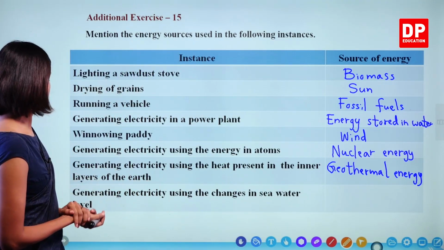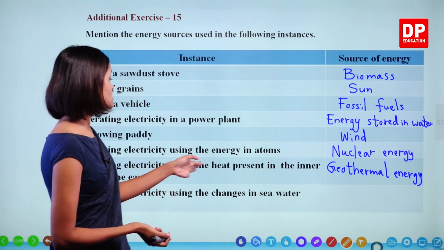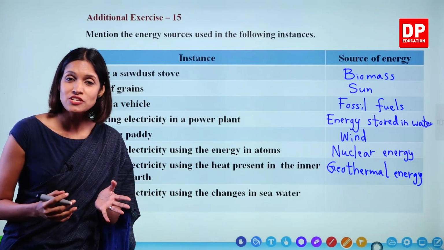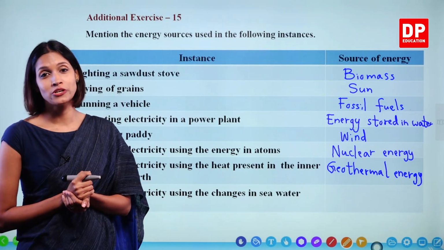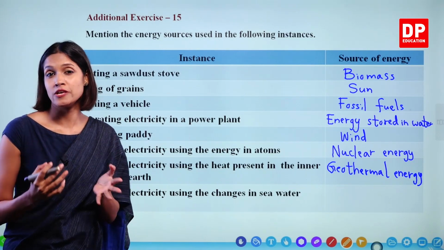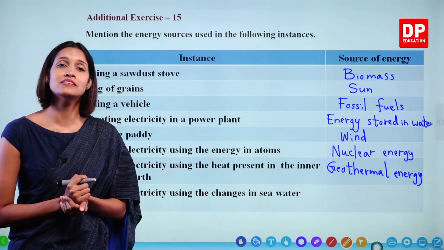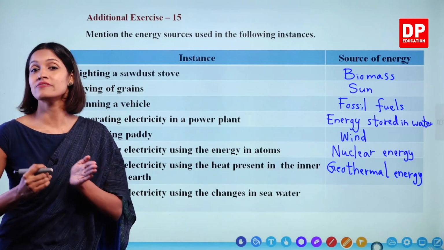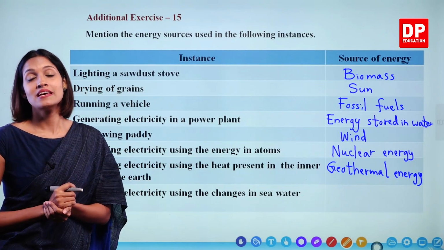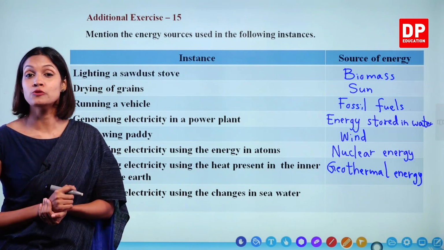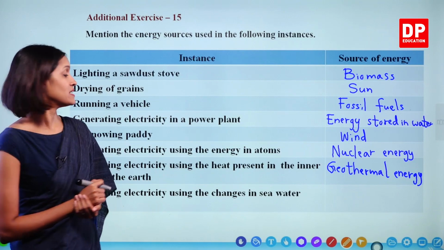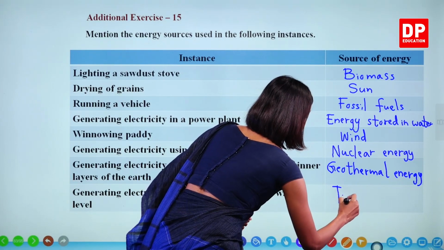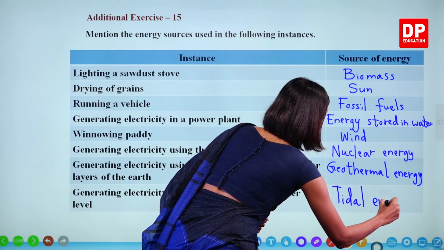Right? And the last one, generating electricity using the changes in seawater levels. Seawater levels change because of the effect of the sun and the moon. This is known as the occurrence of tidal waves. We learned that when the seawater level increases, that is known as high tide, and when it reduces, that is known as low tide. These high tides and low tides can be used to generate electricity, right? So the source of energy used is tidal energy.